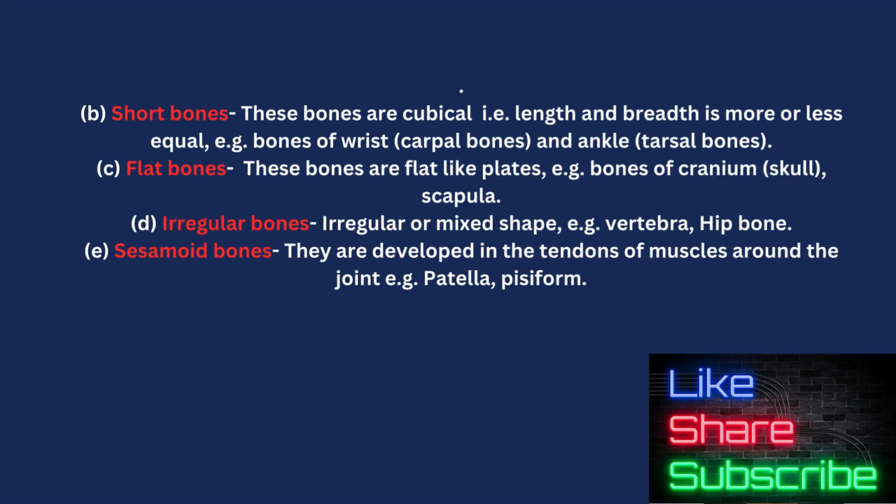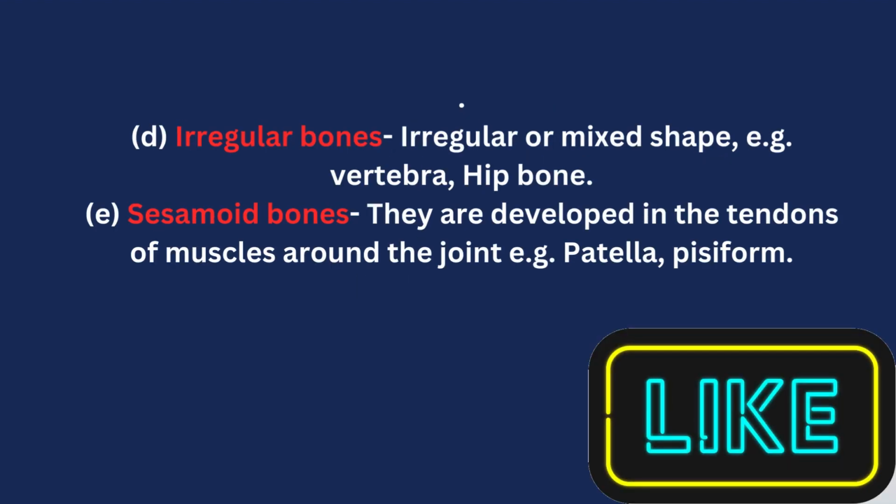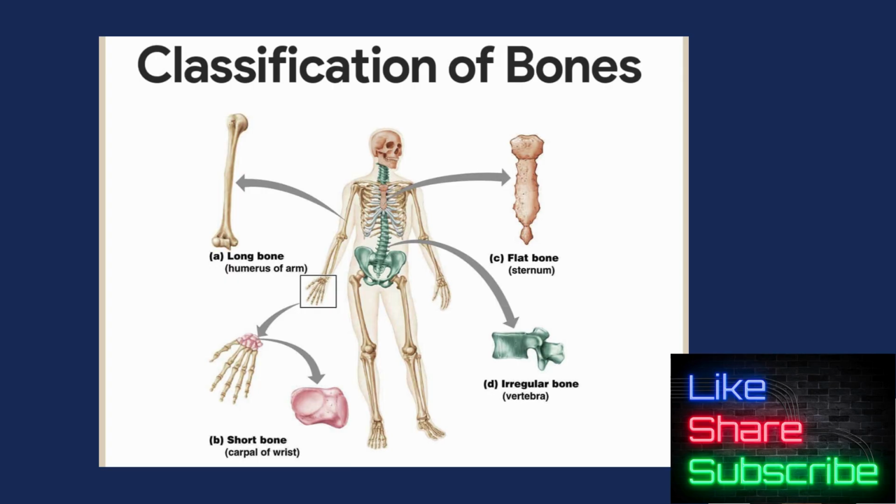B. Short bones. These bones are cubical, i.e., length and breadth are more or less equal, e.g., bones of the wrist, carpal bones, and ankle tarsal bones. C. Flat bones are flat like plates. D. Irregular bones, of irregular or mixed shape, e.g., vertebra, hip bone. E. Sesamoid bones. They are nodules in the tendons of muscles around the joint.